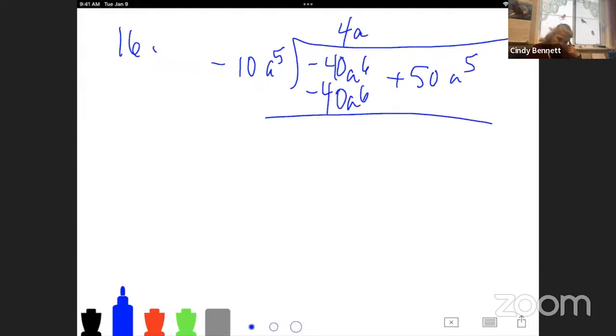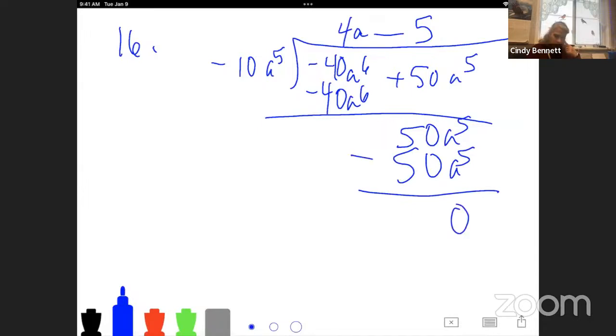And then I subtract, I get 0. Bring down the 50a to the 5th. Now I say, what can I multiply by that to get a positive 50? It's going to be positive 5, or negative 5, because negative 5 times negative 10 is positive. So that is the answer right here.